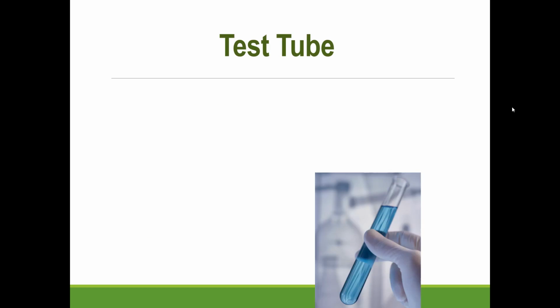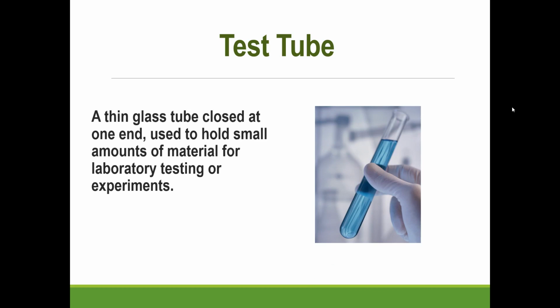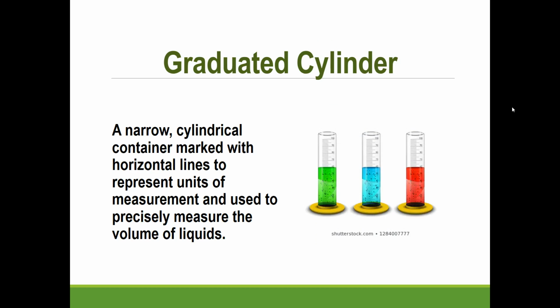It's like a cylinder. Test tube. This is what a test tube looks like. It's a thin glass tube closed at one end, used to hold small amounts of material for laboratory testing or experiments. And yes, you can use them for things other than liquid. And it's obviously smaller than a beaker.